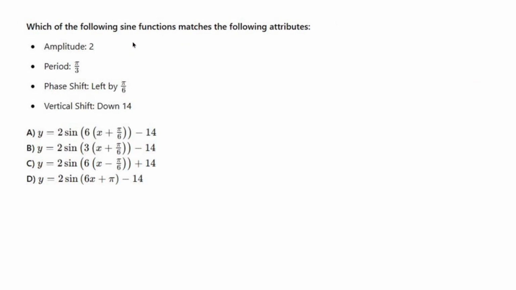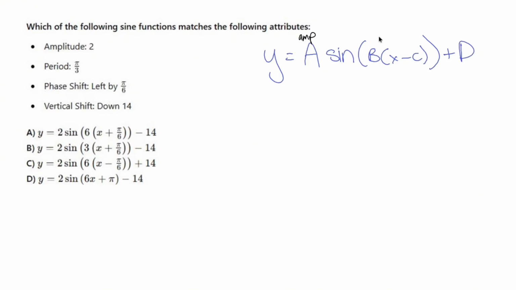Which of the following sine functions matches the following attributes? The amplitude is 2, the period is pi over 3, the phase shift is left by pi over 6, the vertical shift is down 14. Well, we're dealing with the sine function, so I'm going to write out the standard definition of a sinusoidal function: a sine of b times (x minus c), plus d. A stands for amplitude.